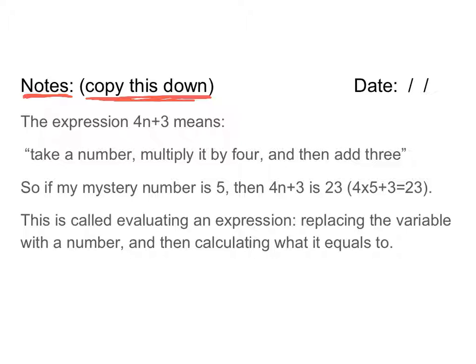and then add 3. That's one way to think about that expression. So the n could be anything, right? But if it was 5, meaning if n equals 5, then the expression 4n plus 3 would equal 23, because 4 times 5 plus 3 is 23.